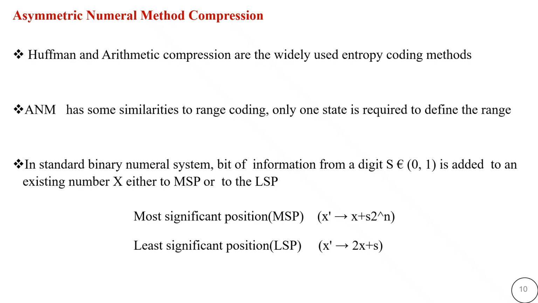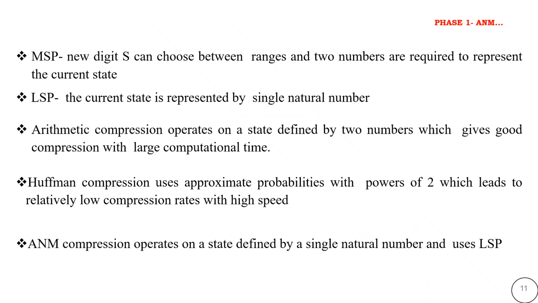Here, in a standard binary numeral system, a bit of information from a digit, that is s belongs to 0, 1, is added to an existing number x, either at the MSP or LSP, most significant position or least significant position. In MSP, a new digit s can choose between ranges, and two numbers are required to represent the current state. In LSP, the current state is represented by a single natural number.